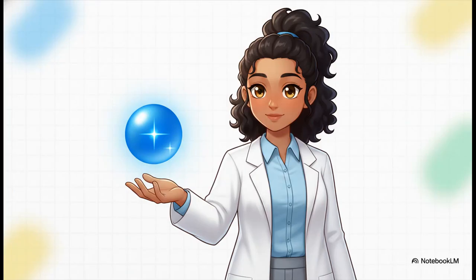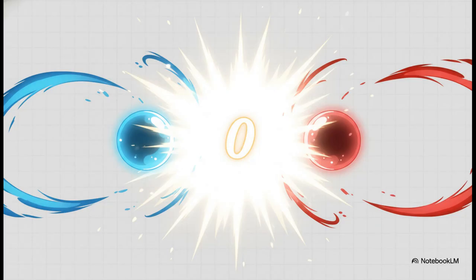Let's make this way more simple. Forget numbers for a second. Imagine any positive 1, plus 1, is just a blue ball. Got it? And any negative 1, minus 1, is a red ball. So we've got our two kinds of balls, blue for positive, red for negative. So what happens when they meet? Well, they're inverses of each other. So if you take one blue ball and one red ball and put them together, poof, they just annihilate each other. They vanish, leaving you with nothing, 0.